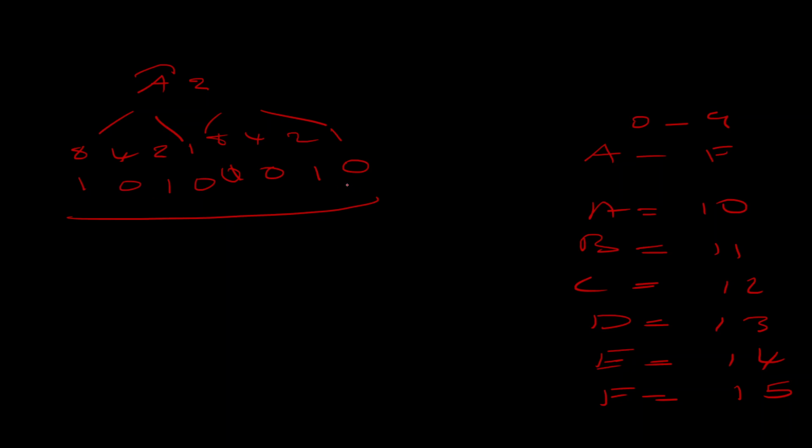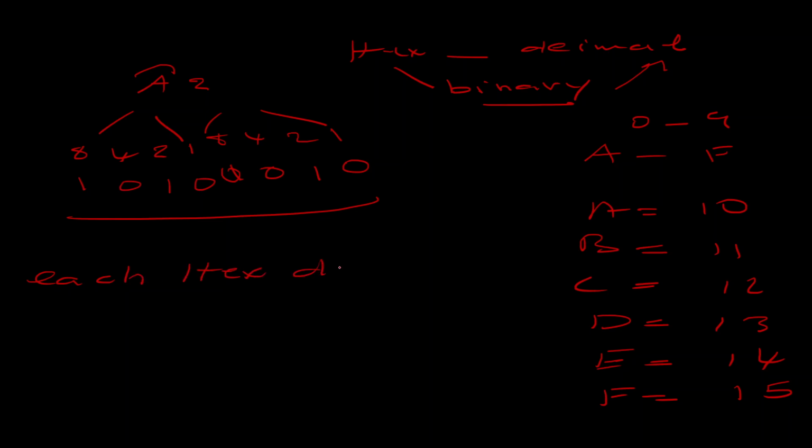If you want to convert from hexadecimal to decimal, always convert hex to binary first, and then convert the binary number by summing the bits that are turned on, so you can get the decimal number. And remember, each hex digit represents 4 binary bits.